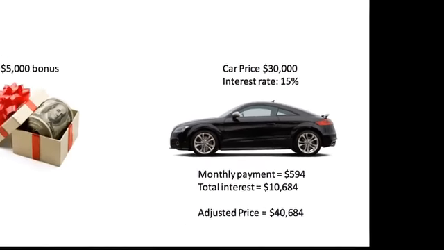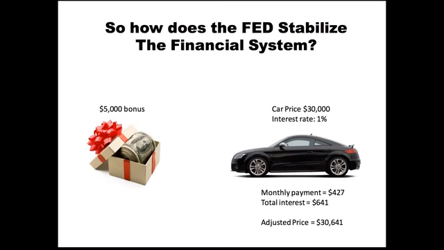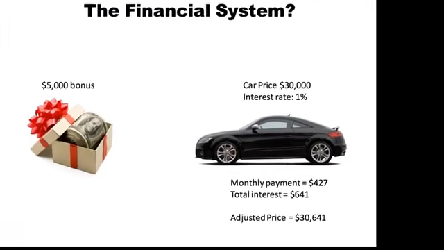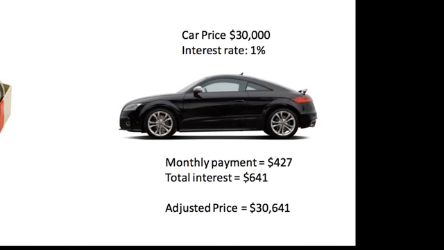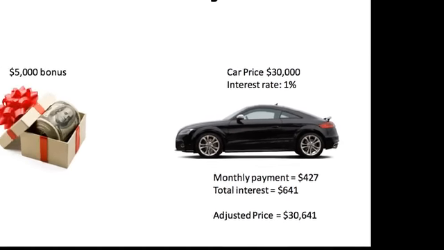That monthly payment's way too high. So let's look at this from a different angle. Let's say we still go back to the dealership and the price for the car is $30,000, but this time the interest rate that you can get on the car is 1%. With the interest rate only being 1%, your monthly payment now is $427, and the total interest that you'd pay over a 5-year period is only $641. So now the adjusted price on this car is only $30,641, which is under the $35,000 that you felt the car was worth and that you were willing to spend, and therefore you buy the car.